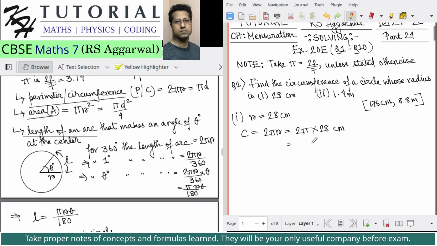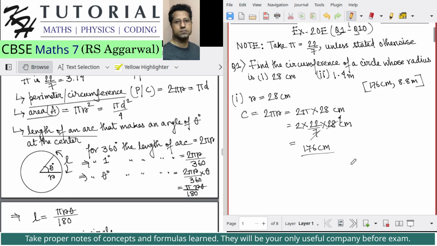Now since it is not said in this specific problem what value to take, we must take the value of pi as 22/7. So this becomes 2 multiplied by 22/7 multiplied by 28 centimeter. 7 cancels 28 with 4. So this is 176 centimeter.